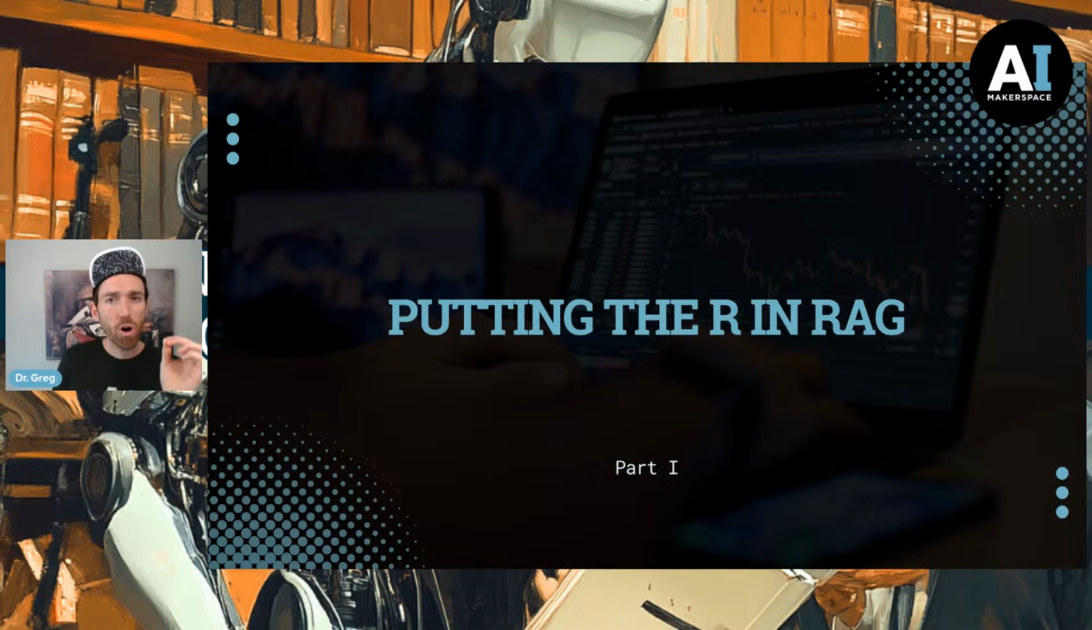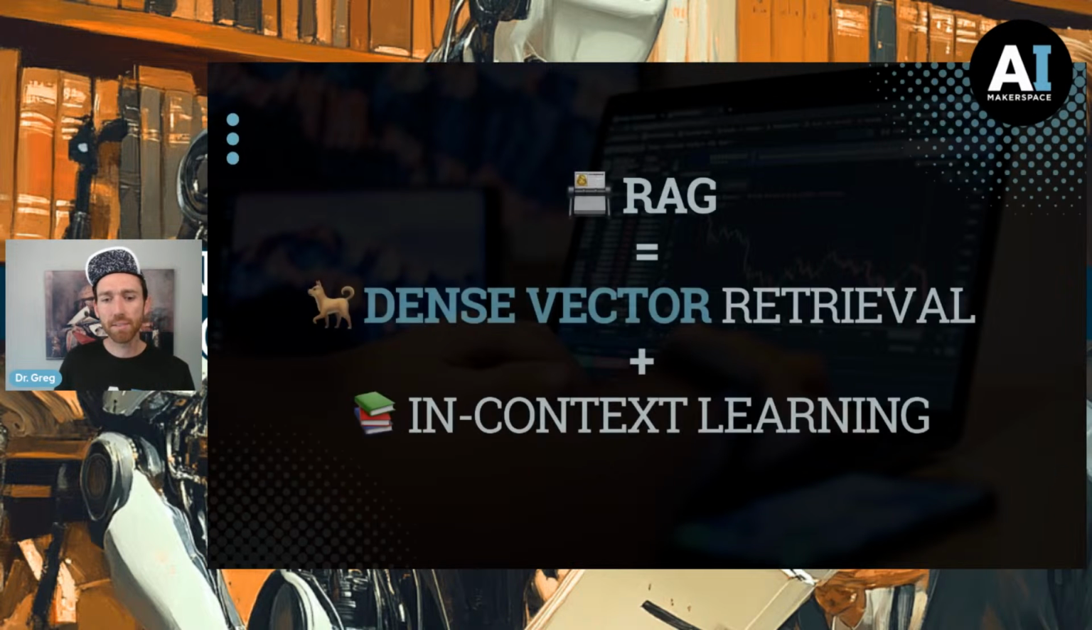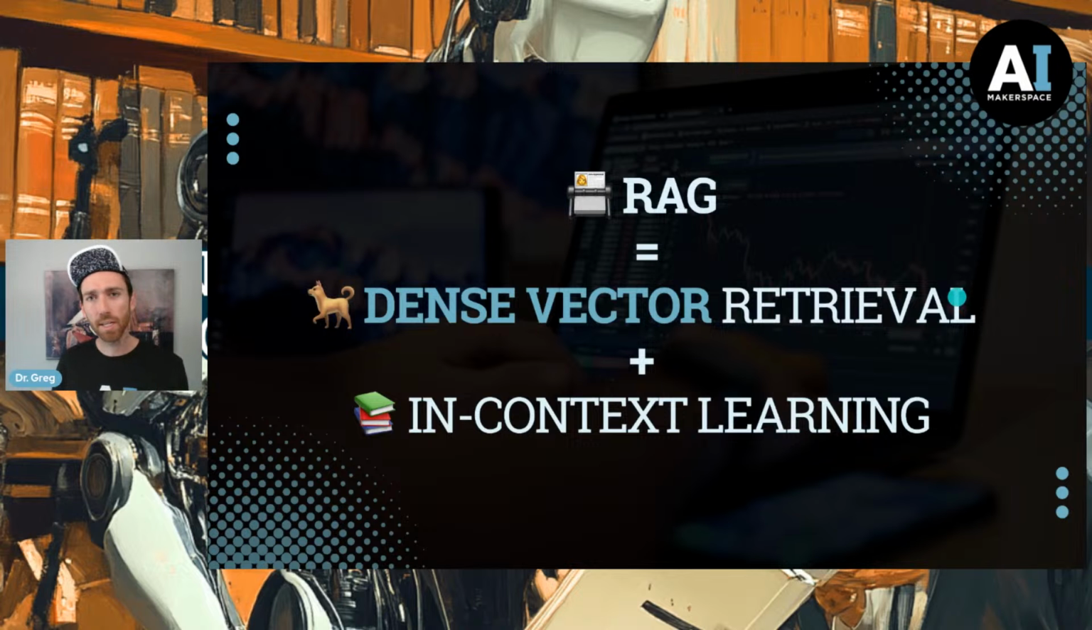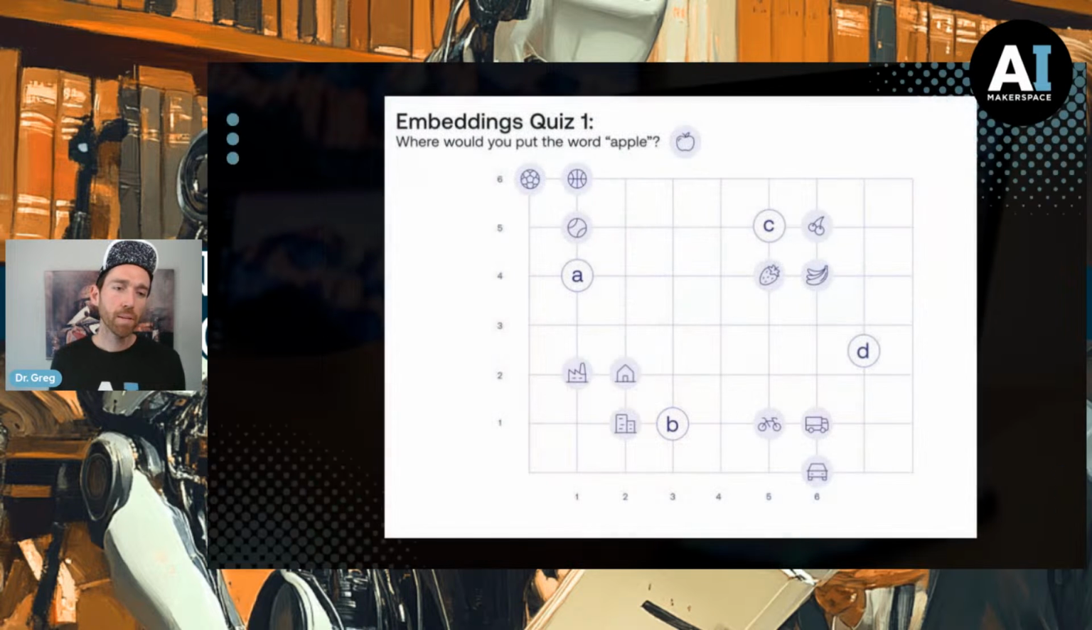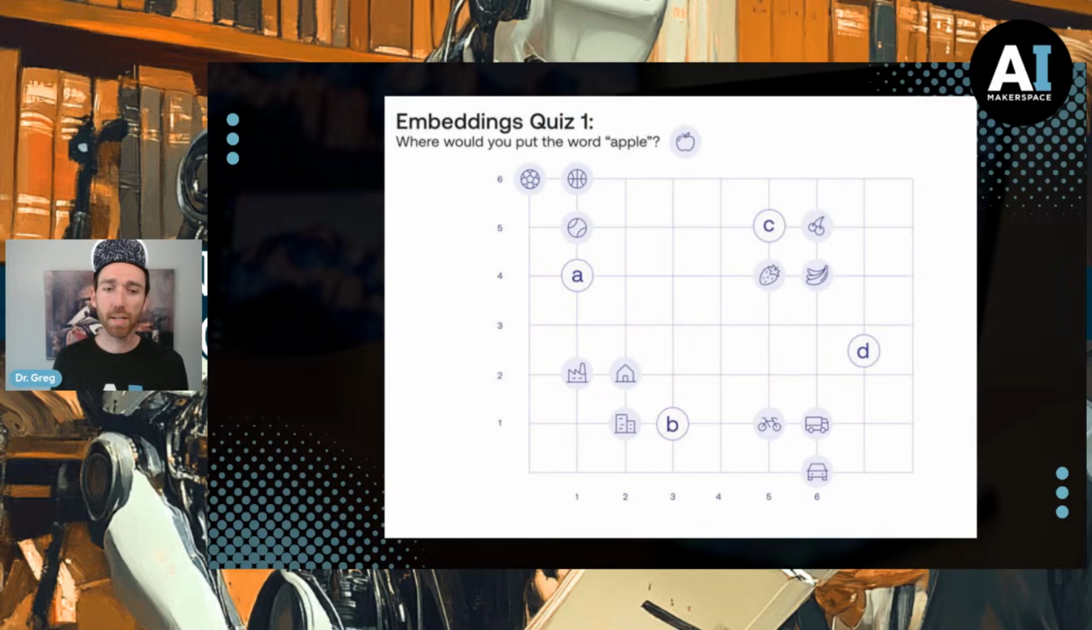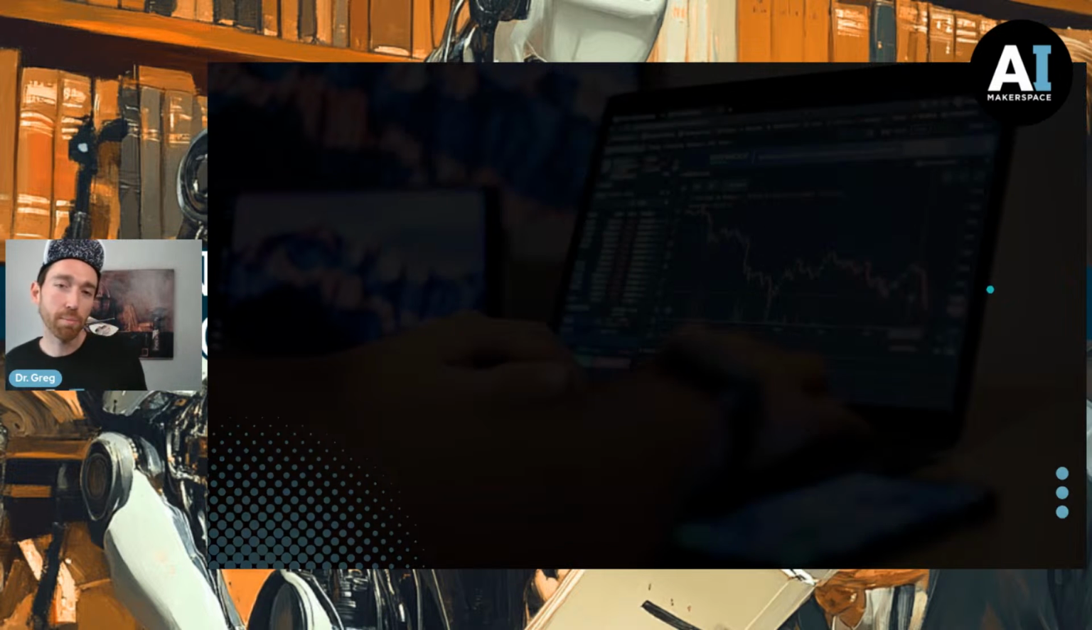When we think about the R in RAG, we can break down dense vector retrieval into two pieces, dense vectors and retrieval. And we can go way back to some classic NLP ideas when we think about dense vectors and embedding representations. For instance, you could look at a chart like this and see some fruit, some buildings, some sports, and you might say, well, where would I put the word apple here? And of course, we're going to put it at C. Apples go with bananas and strawberries and grapes.